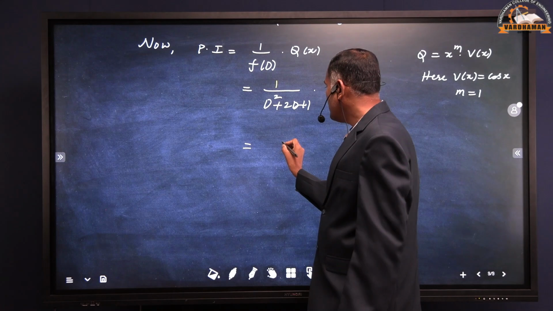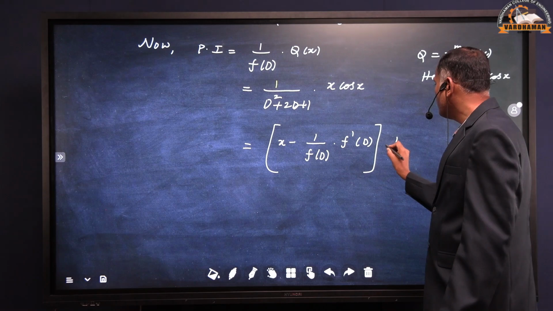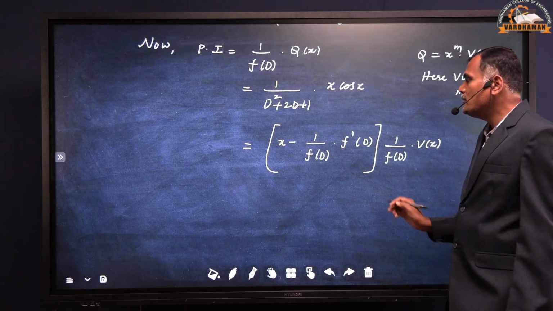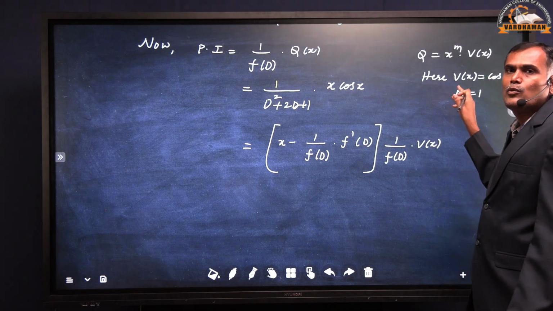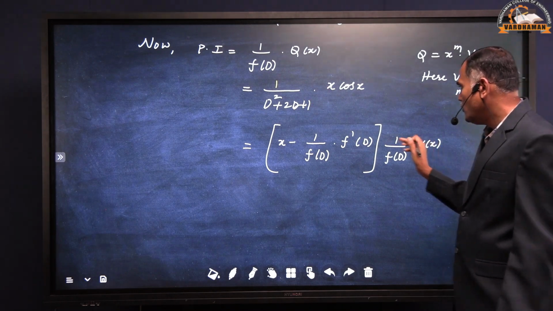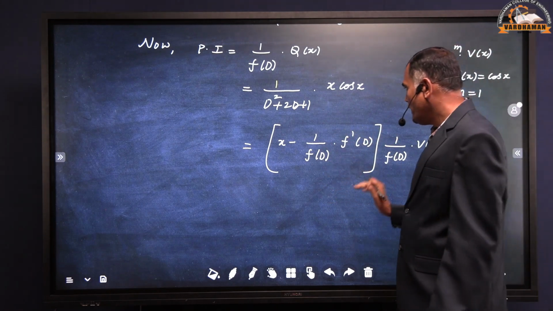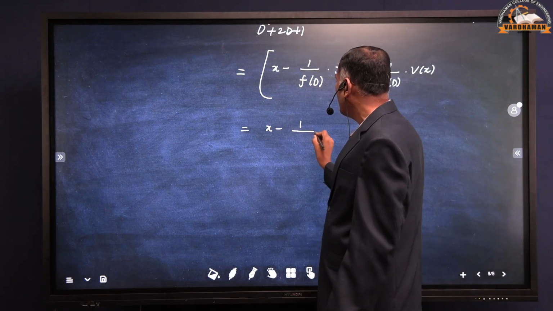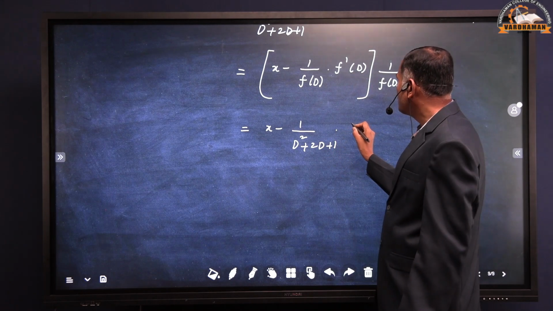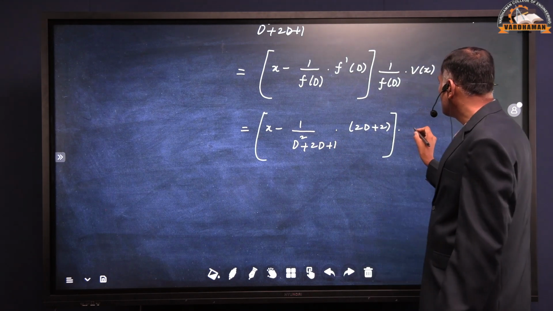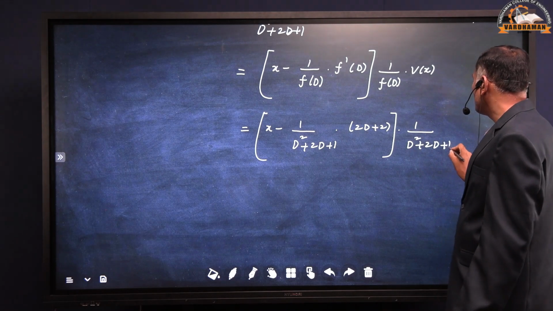The formula says x minus 1 by f of D, f dash of D, into 1 by f of D into V of x. This is the formula to find the particular integral when Q equals x power m into V, here m equals 1 and V is cos x. Here f of D is D square plus 2D plus 1. Let us simplify this: x minus 1 by (D square plus 2D plus 1), and its derivative is (2D plus 2), into 1 by (D square plus 2D plus 1) into cos x.